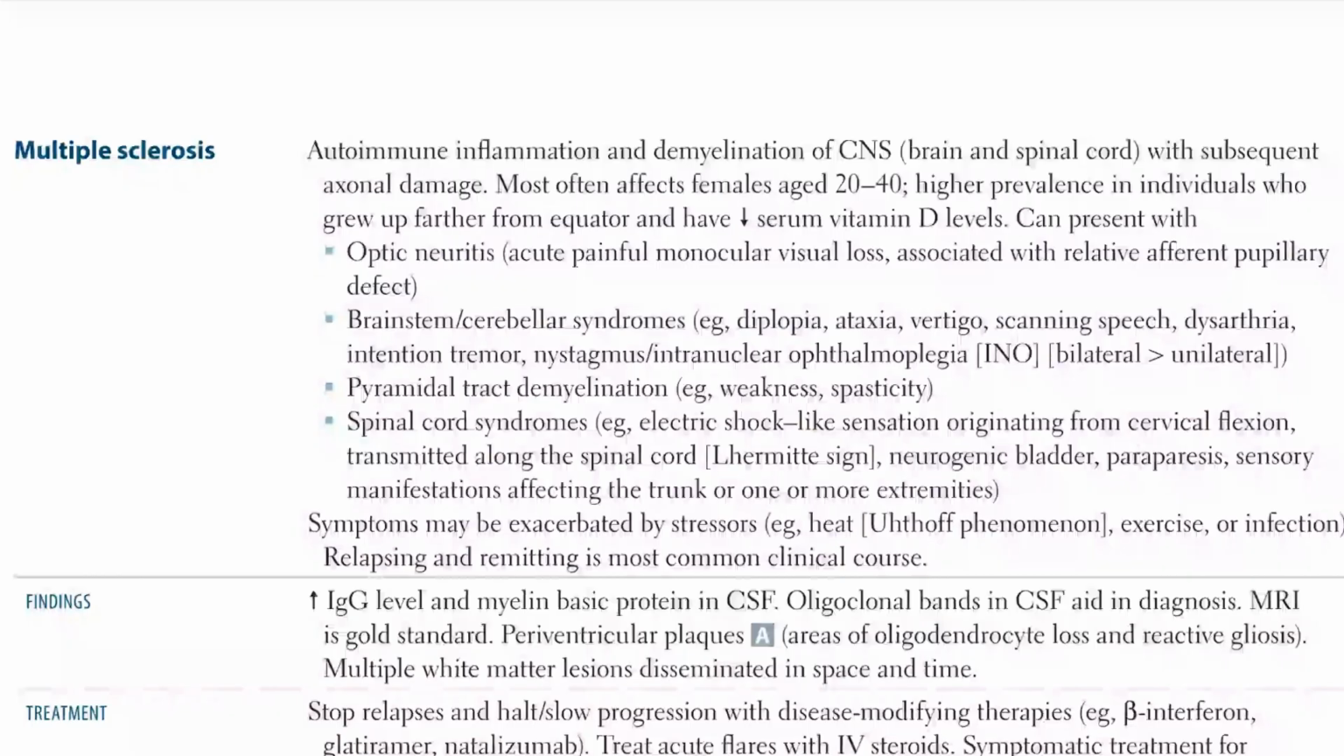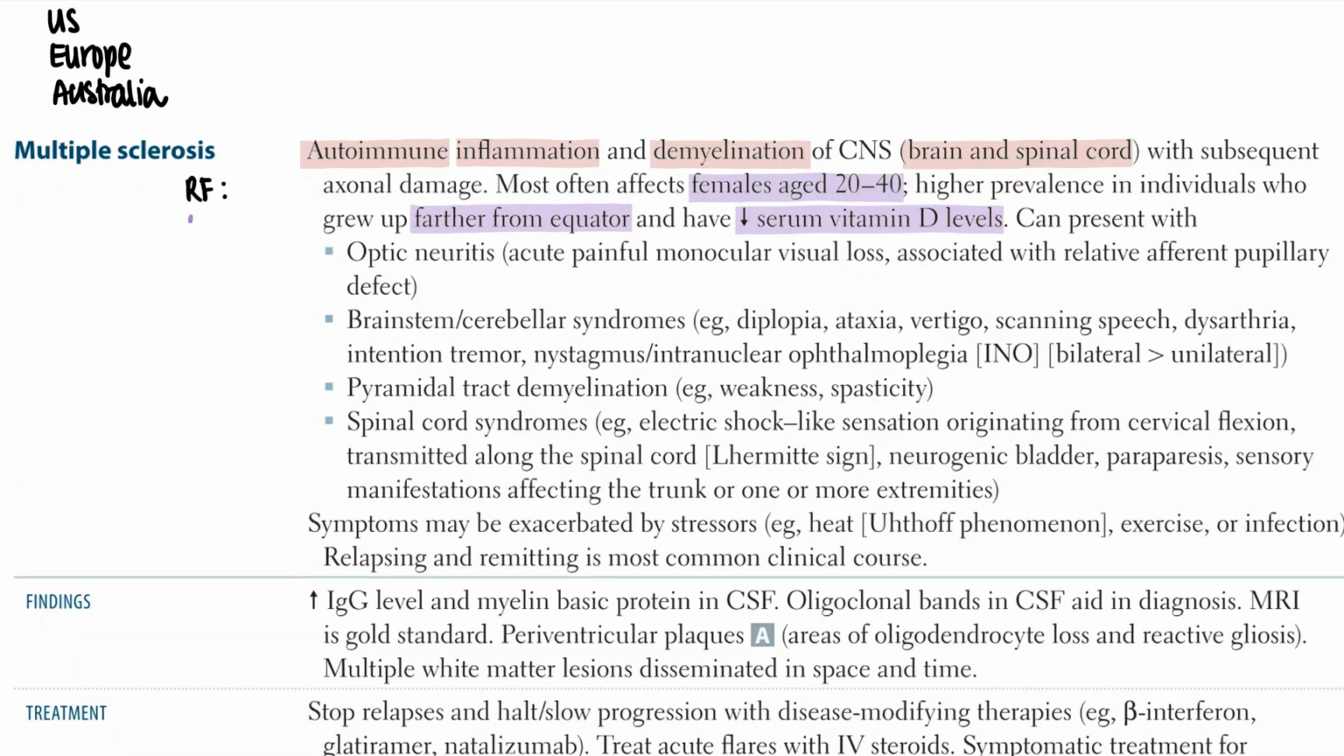Multiple sclerosis is an autoimmune inflammatory demyelinating condition of the brain and spinal cord. It is seen in the US, in Europe, and in Australia. It affects females of the reproductive age group, it affects people who live in colder climates, and it affects people with vitamin D deficiency. Other risk factors include EBV infection, HHV6 infection, and people who smoke on a regular basis.